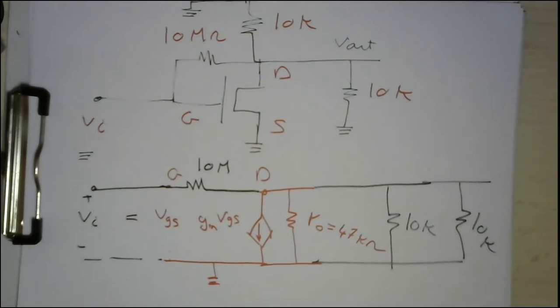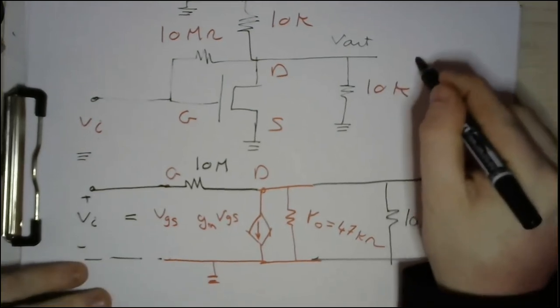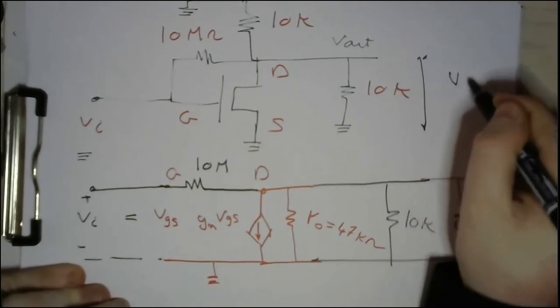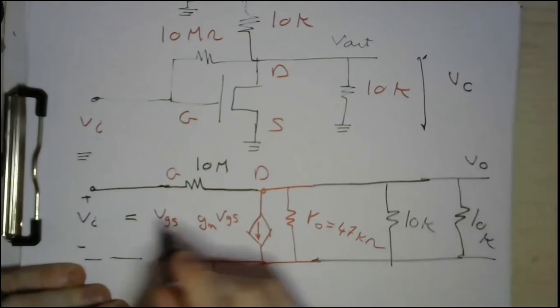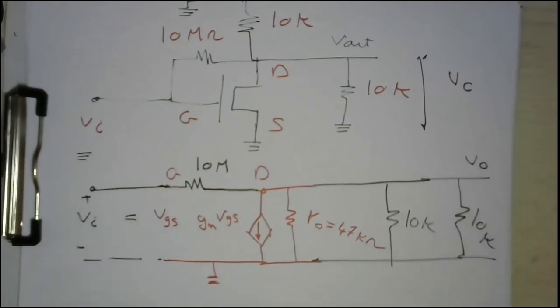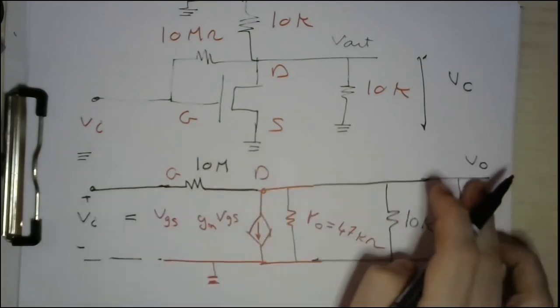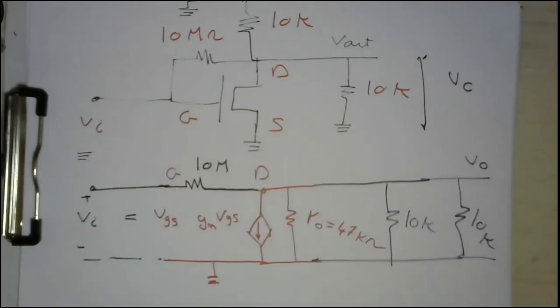What is the small signal voltage gain? It is the relation between this V out and this V in. We are seeking the relation between V out and V in, or V output over V in. V output over V in is the gain. So let's see together now how we are going to solve this circuit in order to get a relation between the output and the input.